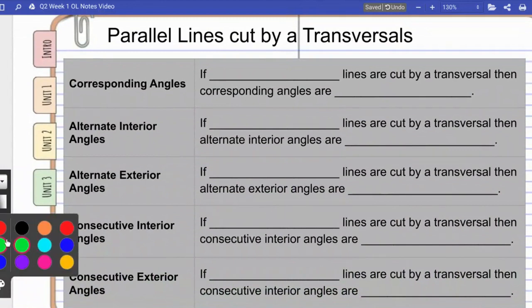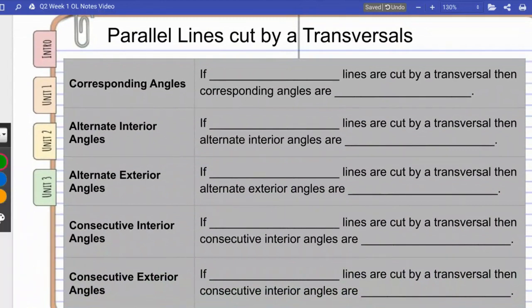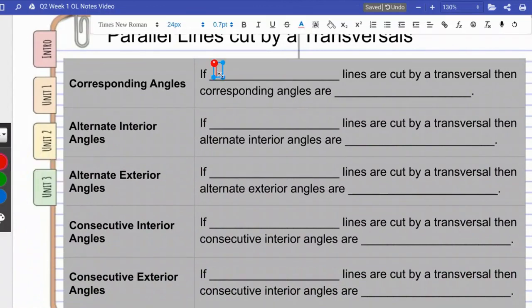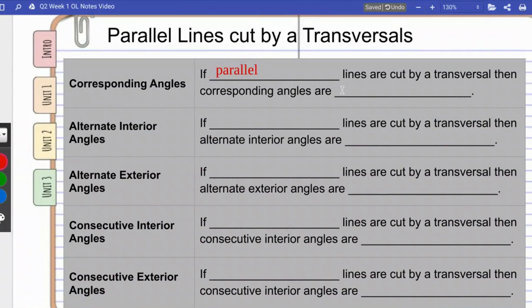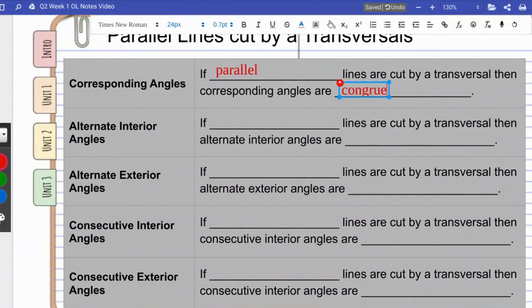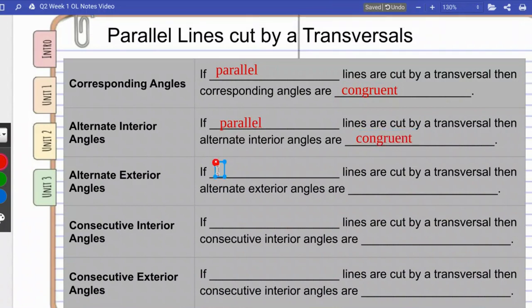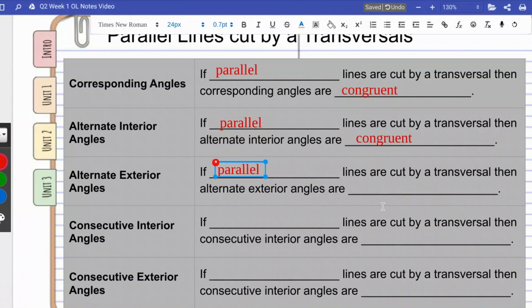So we said that if we have parallel lines cut by transversal, corresponding angles end up being congruent to each other. If we have parallel lines cut by transversal, alternate interior angles ended up being congruent to each other. If we had parallel lines cut by transversal, then alternate exterior angles end up being congruent to each other.